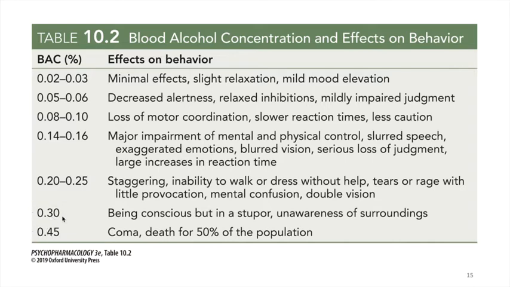0.3 is usually when people would advise you to call an ambulance. They may or may not be conscious, but in a stupor, unaware of their surroundings. Once you hit 0.45, you're going to be in a coma. 0.45 BAC is the content that's going to cause death in 50% of the population. So 50% of the people who reach this blood alcohol content will end up dying.